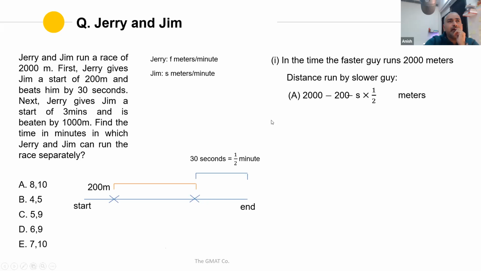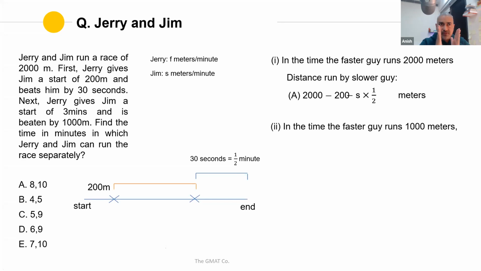All right. Now, what's going on in the second situation? Again, what are we dealing with? What I'm saying here, let's be very clear about this. In the time the faster guy runs 1000 meters. So what's happening? Jerry gives Jim a start of 3 minutes and is beaten by 1000 meters. So Jerry's first like, you go ahead, run for 3 minutes, then I'll start. And then when he starts, he's only able to run for 1000 meters. And by that point, Jim has reached the ending.